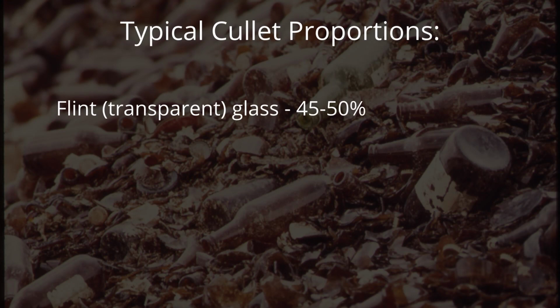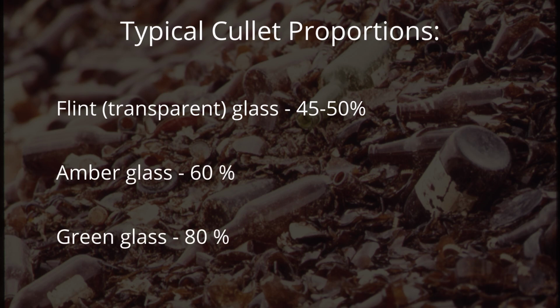The proportion of glass cullet utilised in the production process varies amongst manufacturers. While a higher proportion is generally preferred, its use depends on the quantity, quality, and purity of the cullet available. Provided cullet of sufficient quality is available, some typical proportions for cullet use are 45 to 50% for flint glass, that's transparent glass, 60% for amber coloured glass, and 80% for green glass.